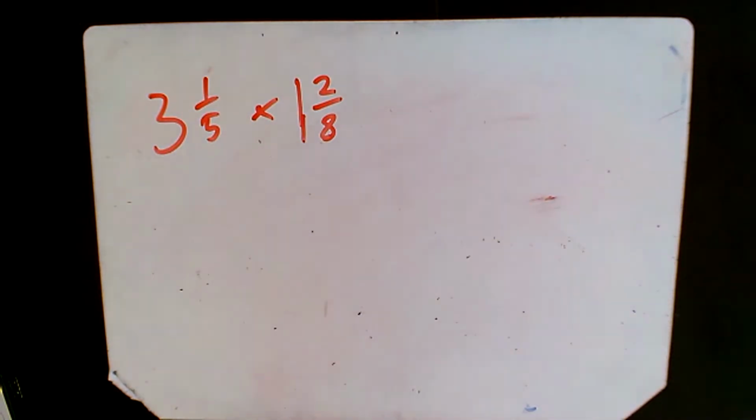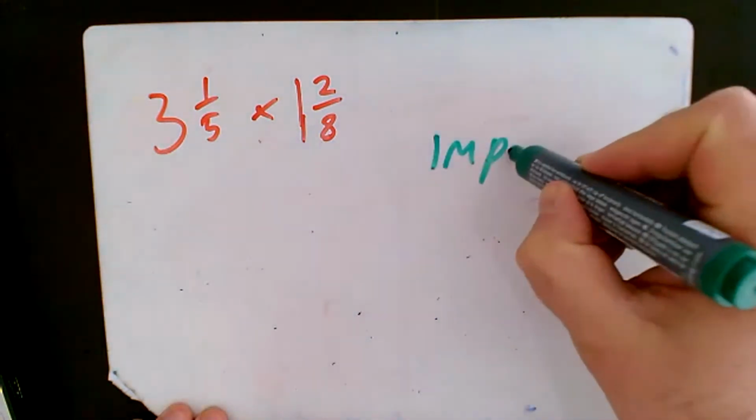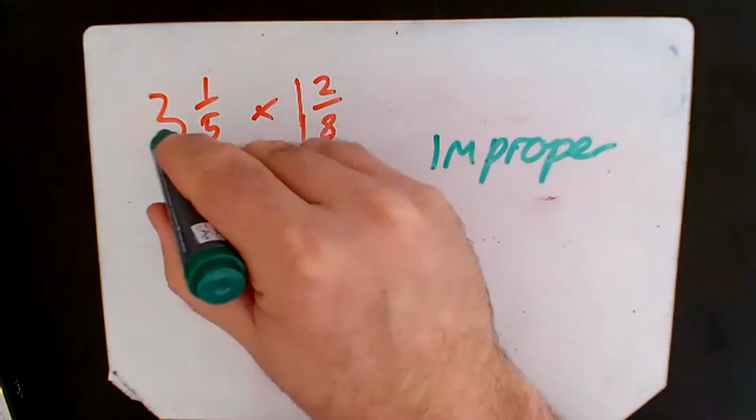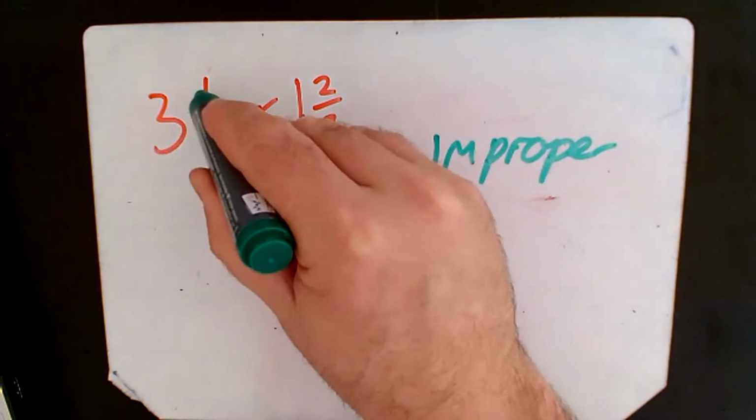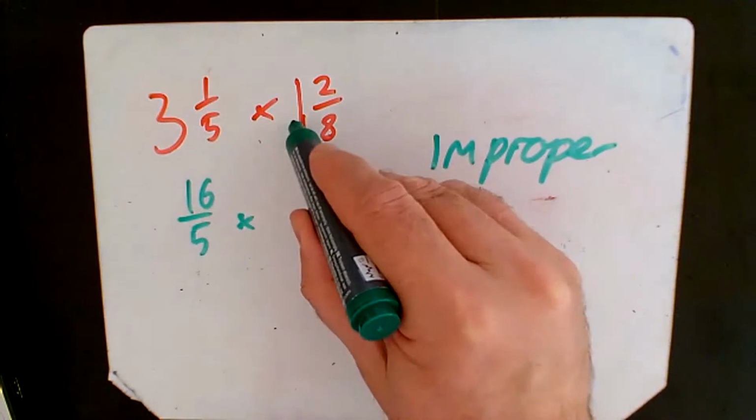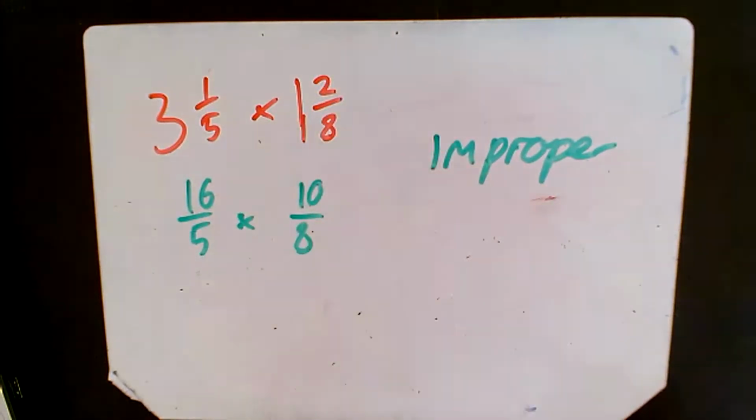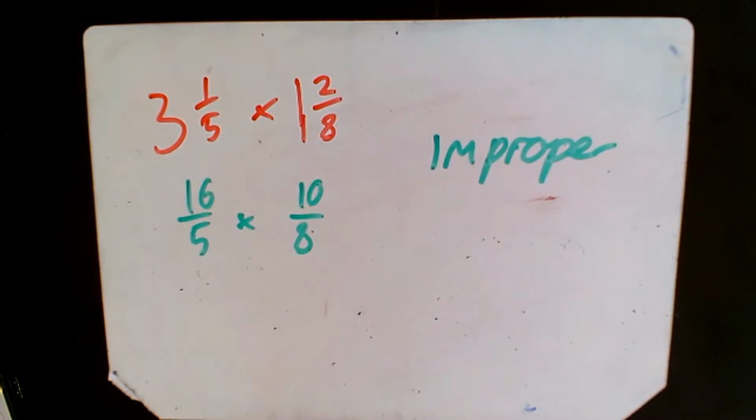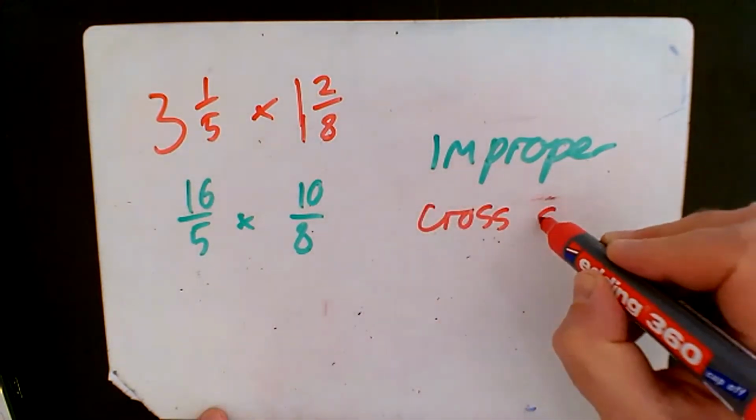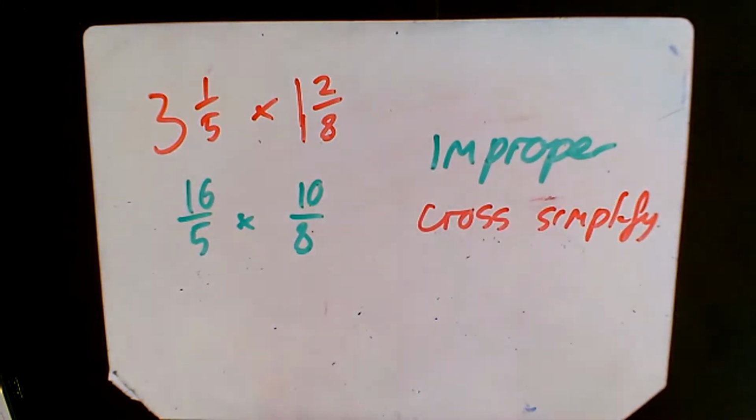Right. Okay. So our first step is turn them into improper fractions. 3 times 5 is 15, and 1 is 16. 16 over 5 times 1 times 8 is 8, and 2 is 10. 10 over 8. Then I check, can I cross simplify? Because that's going to make it so much easier for me. So let's have a look.